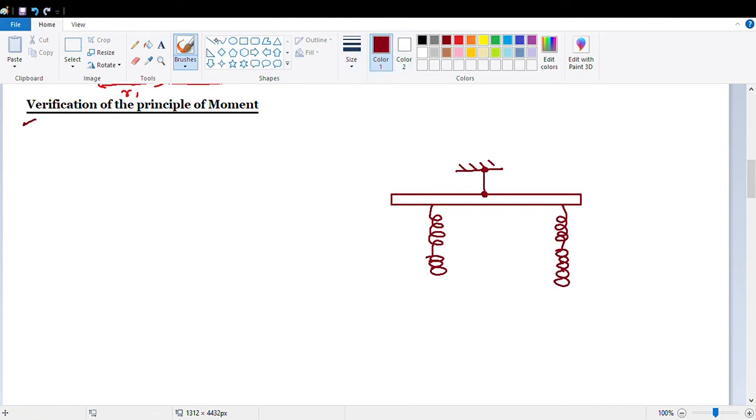Suppose this weight is your W1 and this weight is your W2. This distance of W1 from the point of pivot or fixed point is your L1, and this distance is your L2. Now I am assuming that W2 is greater than W1. What will happen? This bar or meter ruler will tend to move in the downward direction.